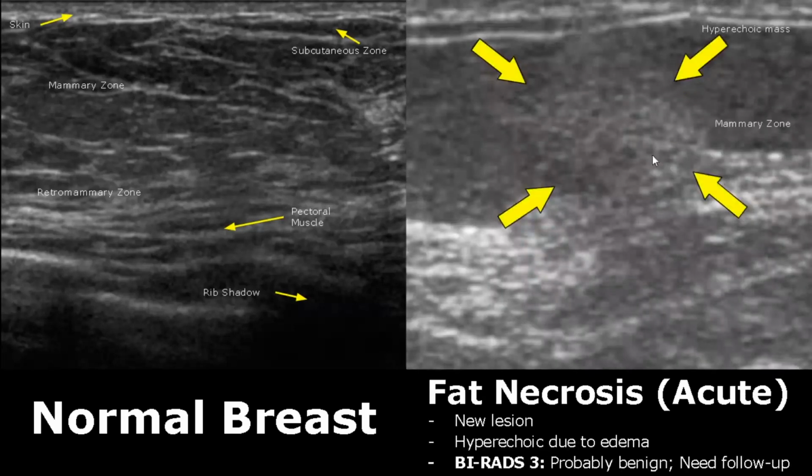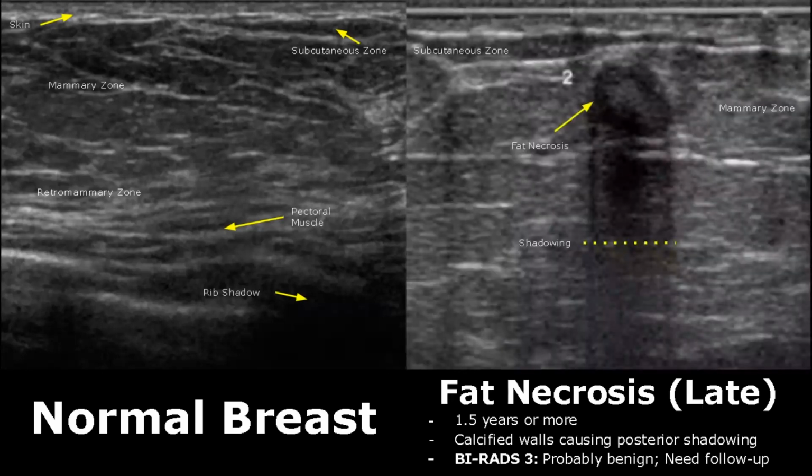Fat necrosis has a variety of appearances. In the acute phase, the lesion is new, so it may appear as a hyperechoic lesion due to edema. Fat necrosis appearances overlap with malignant lesions, so a follow-up is required. So it is rated as BI-RADS 3.